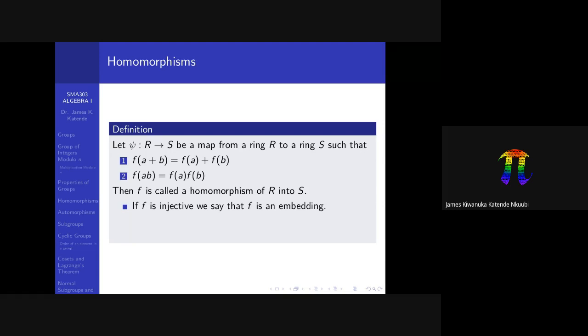So if F is injective, we call it an embedding. If it's bijective, we call it an isomorphism, and in that case, we say this spelling is wrong. It's supposed to be isomorphic. It should be a P here. You can note that this should be isomorphic. So if you have an isomorphism between two rings, then we say that the two rings are isomorphic. We will not do much more on that. I think you will cover more of this in the next algebra course.